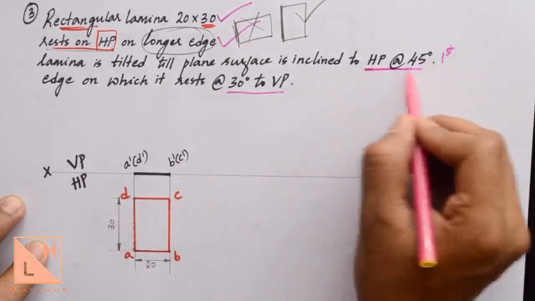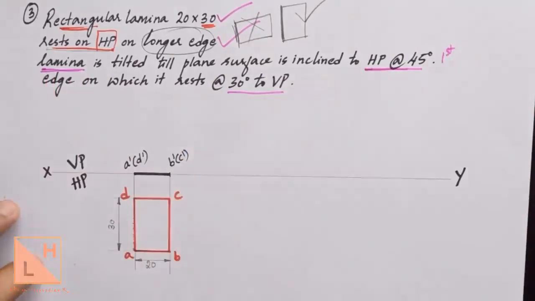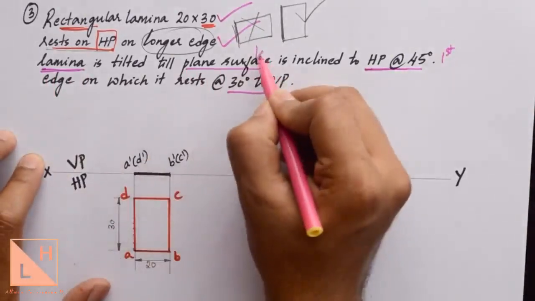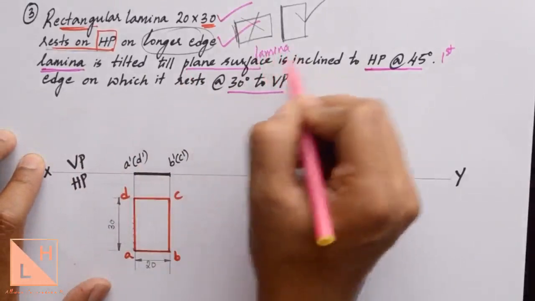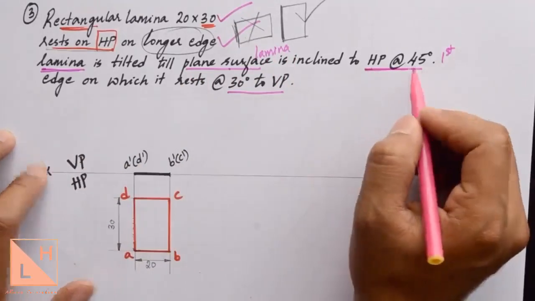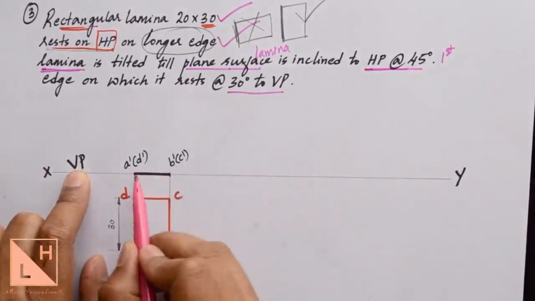Angle HP, you need to draw this in the vertical plane. It says that the lamina is tilted till the plane surface is inclined. Plane surface means it is again nothing but the lamina itself. The lamina is inclined at 45 degrees to HP. Angle HP will be drawn in VP. Right now the lamina is at 0 degrees, as you see a straight line here.